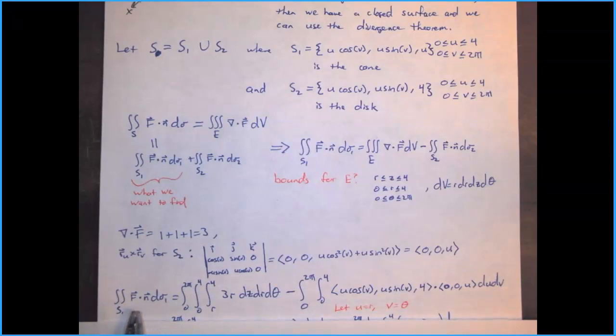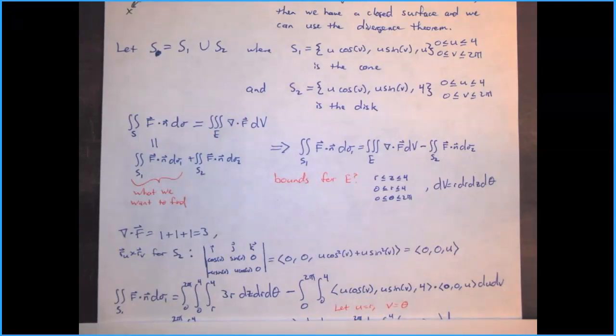So again, the flux across the cone is equal to the triple integral of the divergence inside the region minus the flux across the disk. So our divergence was 3. We multiply by r because we're using cylindrical coordinates. Z is going from r to 4, r is going from 0 to 4, and theta goes from 0 to 2 pi. Minus the flux across the disk, so we need to compute the dot product of our vector field on the disk, which, since our vector field was x, y, and z, is going to be exactly the same as the parameterization for the disk, dotted with the normal, which was 0, 0, u.